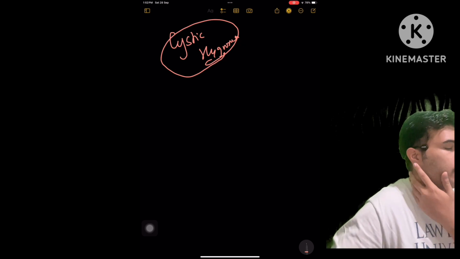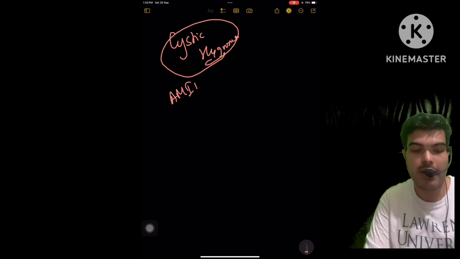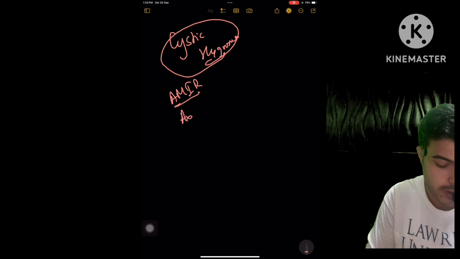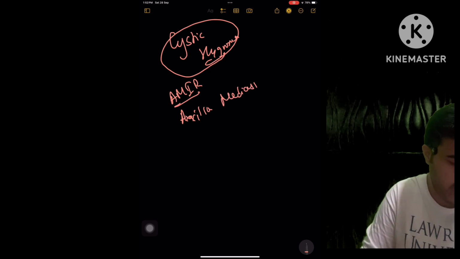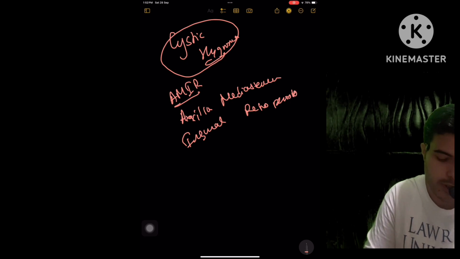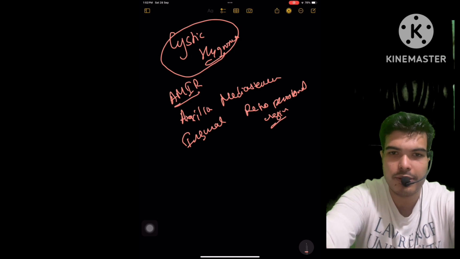Now, the most common site is the posterior triangle of the neck, but it can also be seen in other spaces, and that can be remembered by the mnemonic AMIR. AMIR, that is axilla, mediastinum, inguinal canal, and retroperitoneal region. So I hope you are getting this right.